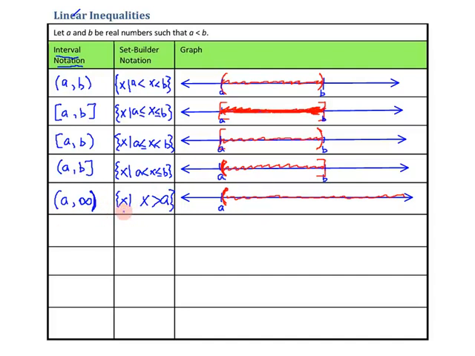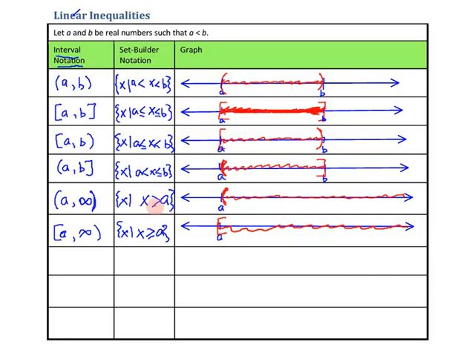Okay? I can also write it as A included in the set and going on to infinity, or the set of all x such that x is bigger than or equal to A. If I were to graph that on the real number line, it would look something like this. Here's A. I would just put a bracket at A and shade everything to the right of it.